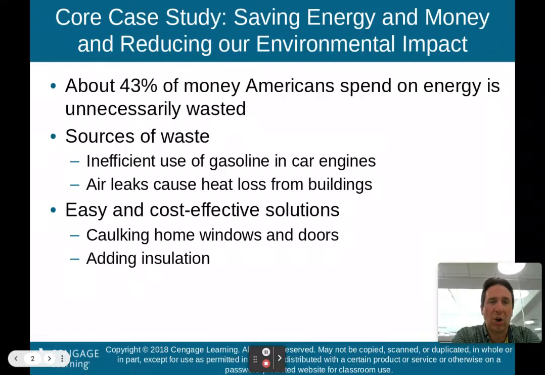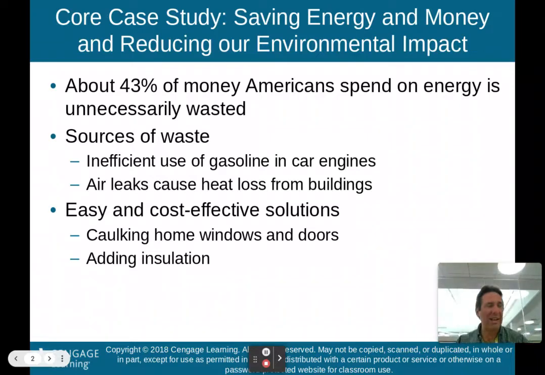One is caulking home windows and doors. That's when you put that white stuff around the windows and doors to prevent any air leaks, heat loss, or even in the summertime, cool loss, right? Because in the summertime, you're having air conditioning on in your home, same type of thing. Air can leak out, hot air can leak in, and that could reduce the efficiency of the air conditioner. And then, of course, adding insulation to your house also helps as well.